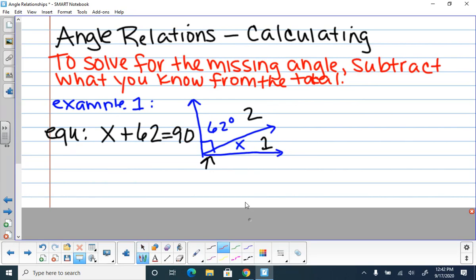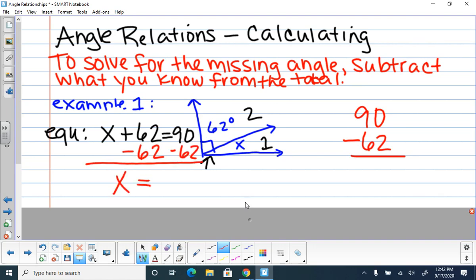Jaden, what would you do mathematically? Perfect. I'm going to take the 90 degrees total, subtract the 62 that I know, and find my answer. Really what you're doing is solving a one-step equation. I'm subtracting 62 from both sides. So x is going to equal, so we punch, we crunch, and Demario, you get? 28. Do we agree or disagree? Agree? Okay. So x equals 28, and make sure you add the degree symbol in there.